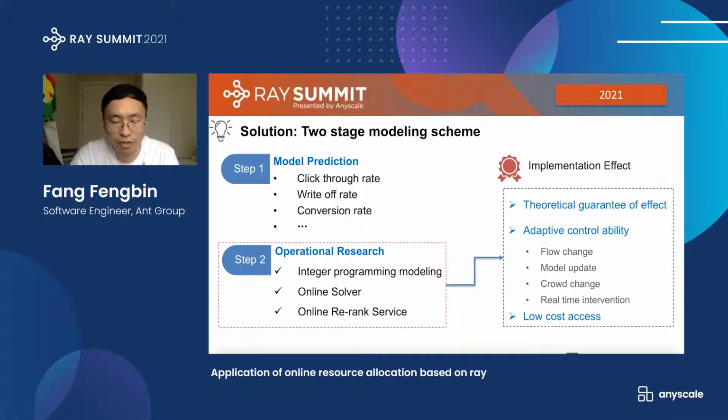This scheme has three advantages. The first advantage is that the regulation effect is guaranteed by theory. We have developed a set of efficient algorithms with theoretical guarantee. The second advantage is the adaptive control ability, which can adapt to the changes of the first stage model, traffic, and cloud for real-time intervention. The third advantage is the low-cost access, which is decoupled from the first stage. Next, let's take a look at the implementation.